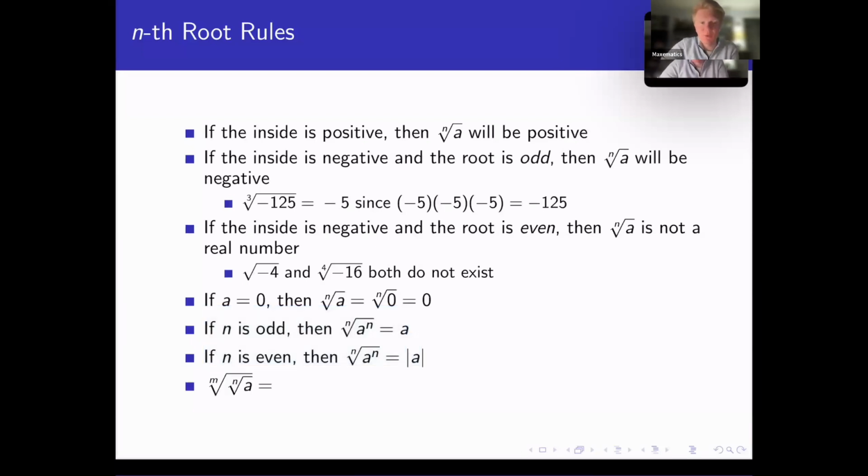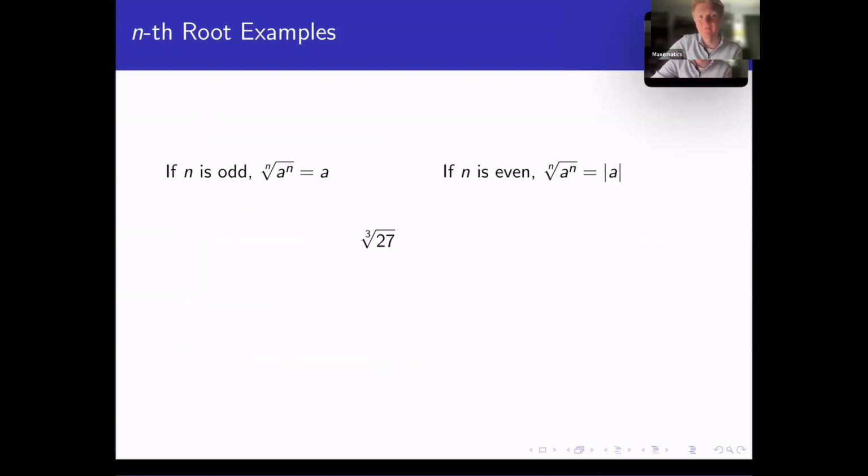Another weird example we might have is the mth root of the nth root of a. In this scenario, we just say the mth root of the nth root is the m times nth root. This doesn't happen a lot, but it is still an interesting property. Okay, so let's do some examples. Again, if the root is odd, then the nth root of a to the n is just itself. But if the root is even, then the nth root of a to the n is the absolute value of a.